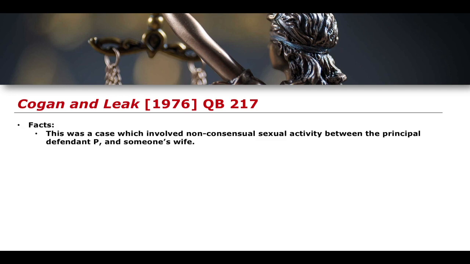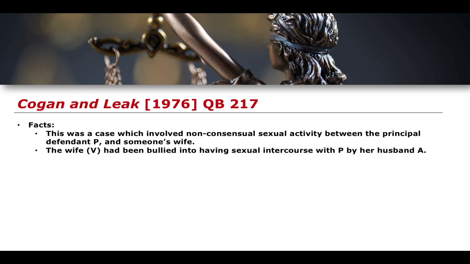It was a case which involved non-consensual sexual activity between the principal defendant, P, and somebody else's wife. The wife, the victim, had been bullied into having sexual intercourse with this principal defendant by her husband, the accessory A. So the accessory A was married to the victim and had bullied and harassed and had been particularly unpleasant towards his wife, the victim, and bullied her into having sexual intercourse with this principal defendant.